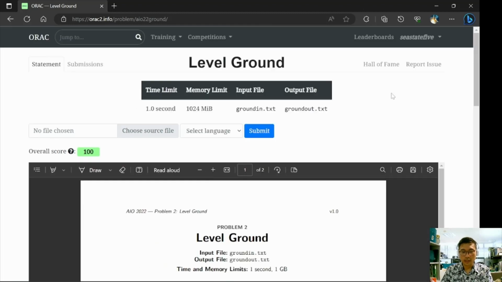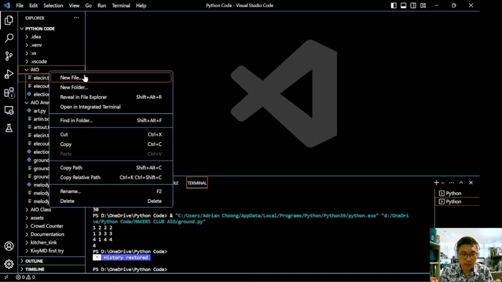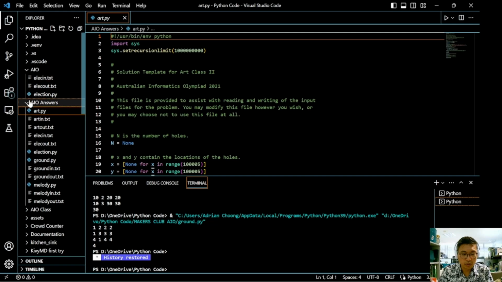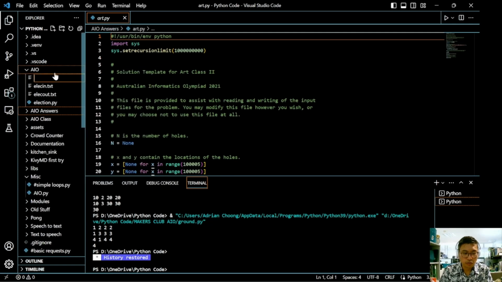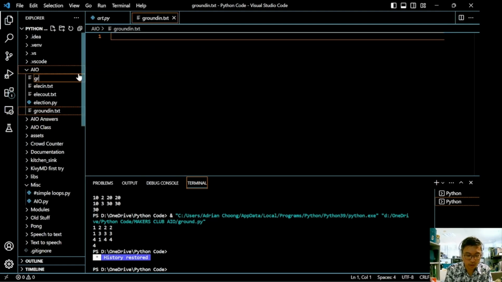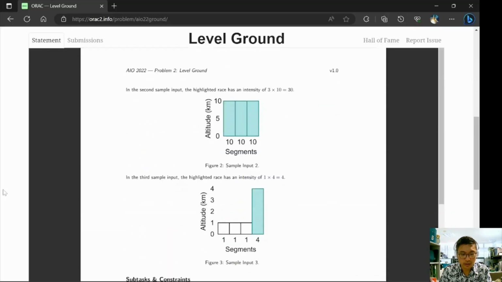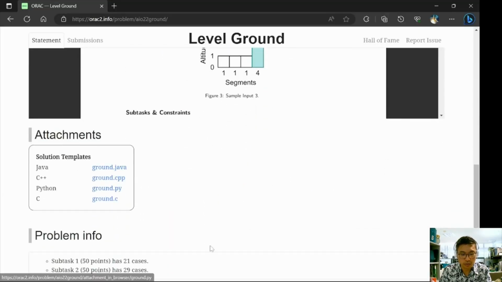Hello ladies and gentlemen, let's go on to our second problem of the day, level ground. Now, level ground requires an input file of groundin.txt and an output file of groundout.txt. So let's put that into our AIO folder, a new file of groundin.txt and another file of groundout.txt. Okay, and then it also gives us a template file called ground.py.